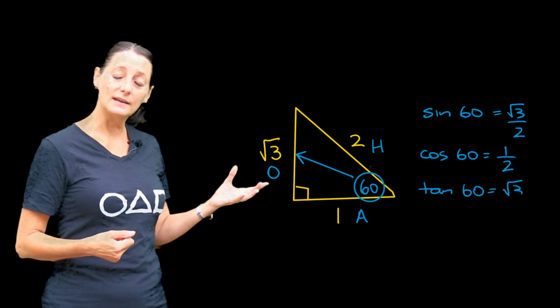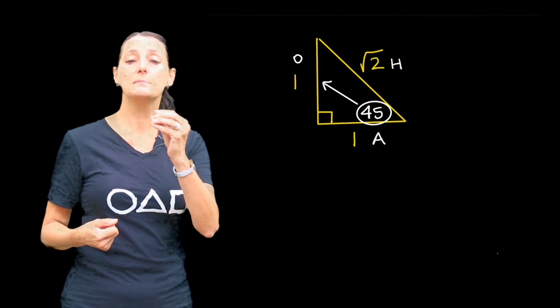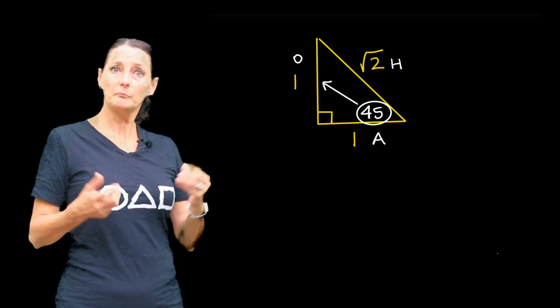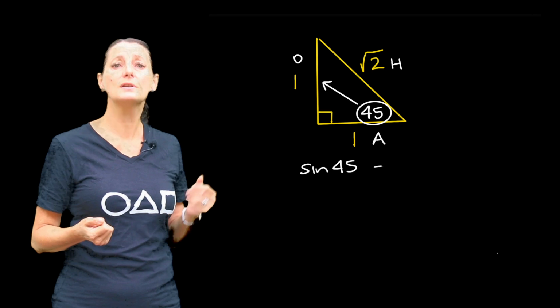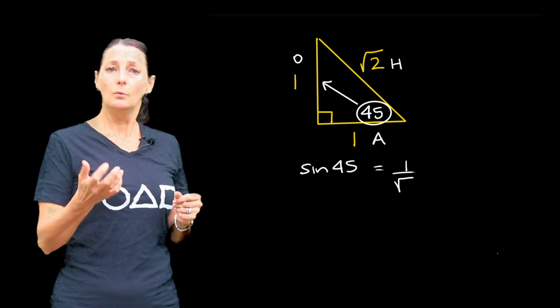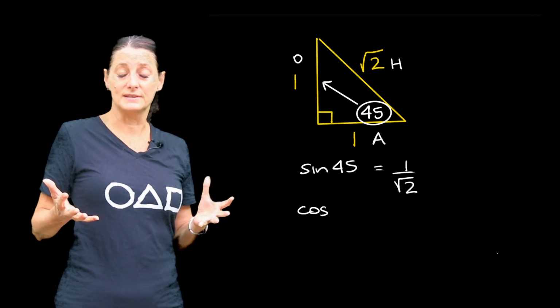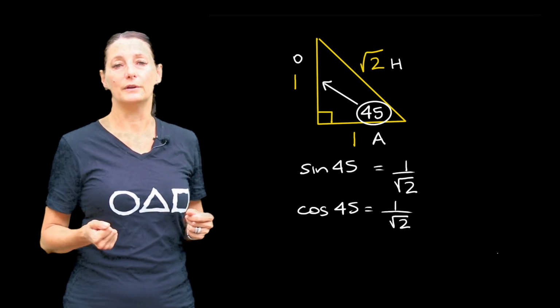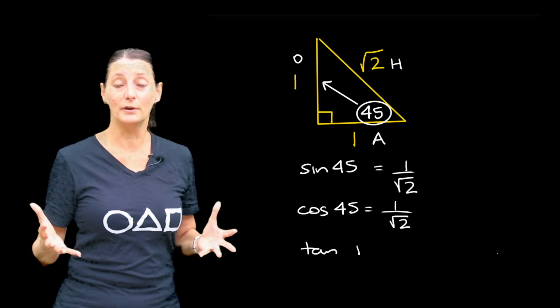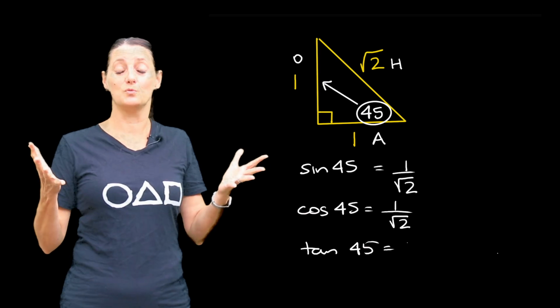Now let's go to the second triangle, because this triangle gives me my 45-degree angles. Once again, sine 45. We know sine is opposite over hypotenuse, 1 over root 2. Well, let's do cos 45. This is interesting. It's still 1 over root 2. And finally, tan 45. Look at this, tan 45, 1 over 1, which is 1.